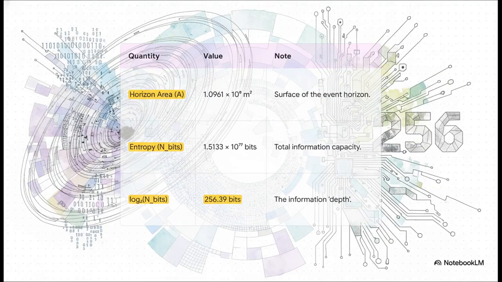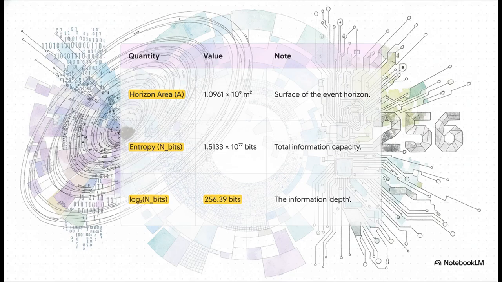All right, so let's actually run the numbers. Let's take a black hole with the same mass as our sun. As you can see, its total information capacity is, well, a number so huge it's hard to even wrap your head around: 1.5 times 10^77 bits. Just staggering. But that's not the magic number.